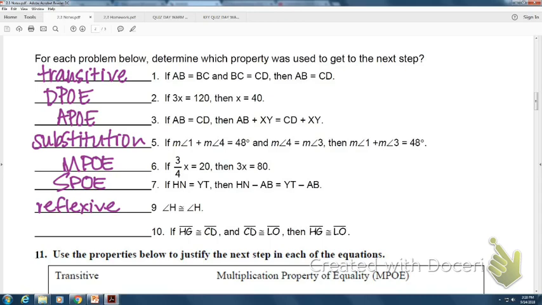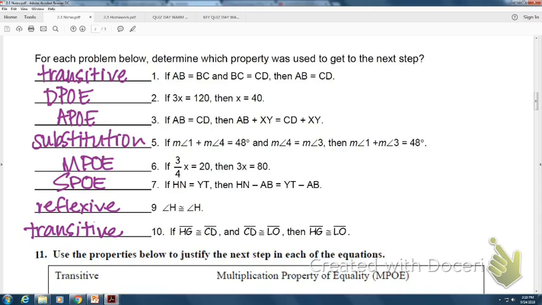And the last one: if HG is congruent to CD and CD is congruent to LO, then HG is congruent to LO. Transitive. Why is it not substitution? Because it doesn't have any operations.